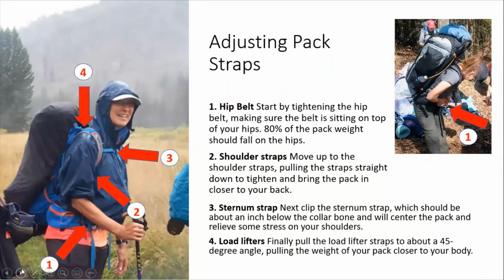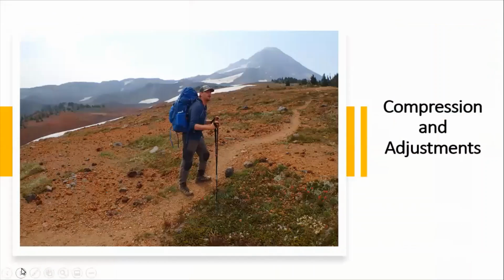And then the last step is to tighten up the load lifters. Sometimes it's hard to get those on your own, because you have to reach up there and find them blind and pull them to adjust them. So you might need somebody to help you with them, especially if you're a beginner backpacker. But you want them pulled up so that they end up being at about a 45-degree angle. And what that does, again, is it helps pull the weight of the pack in closer to your back, which is going to help you carry the load comfortably as well as have better balance. Now we can go on to the next slide.